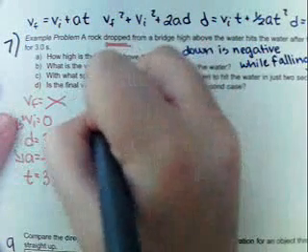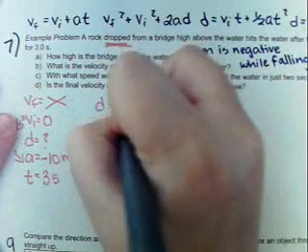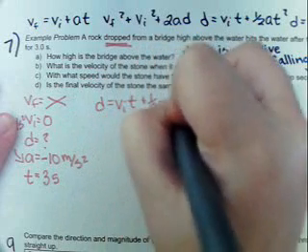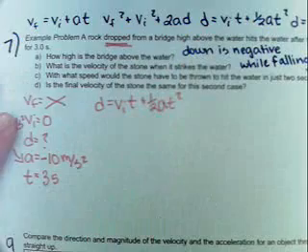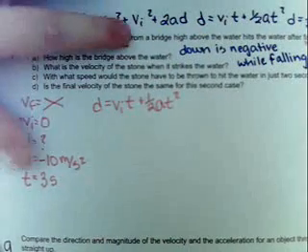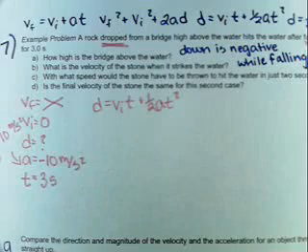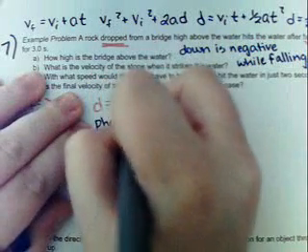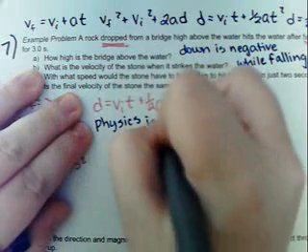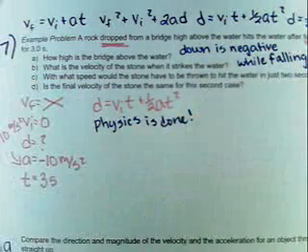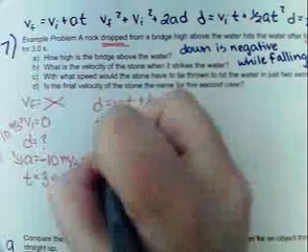We're going to choose this one. D equals VIT plus 1/2 AT squared. We don't have to do any algebraic rearranging because it's already solved for what we're looking for. So we get to write physics is done really early. And then we just have to plug in the numbers.